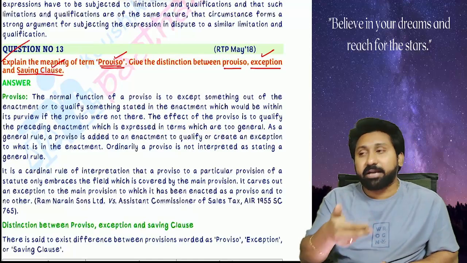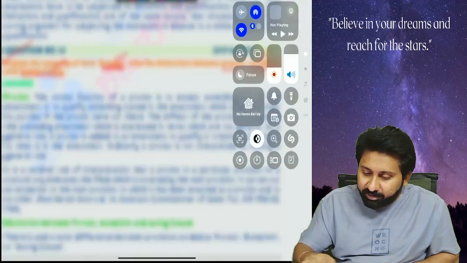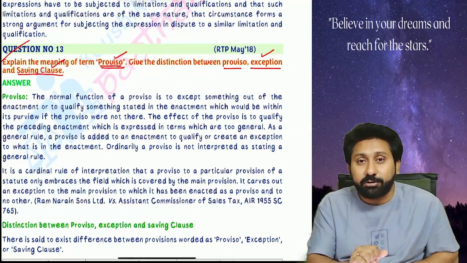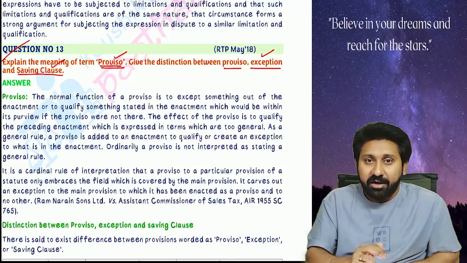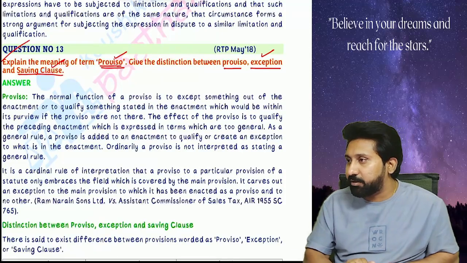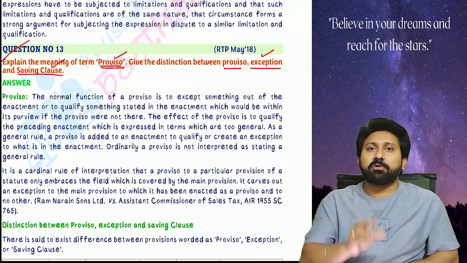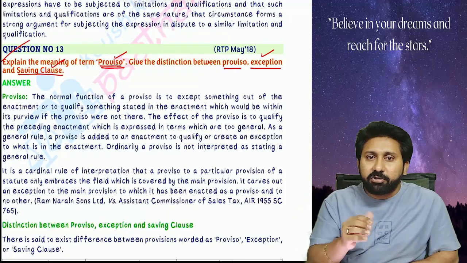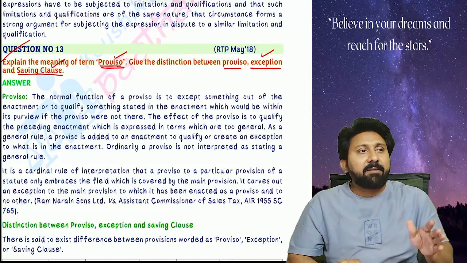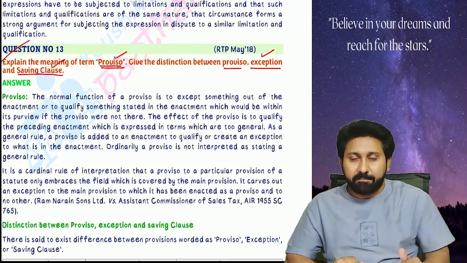However, sometimes a proviso can be used not only for an exception. Sometimes a proviso will be used to put an additional condition or additional qualifications. Means what? Sometimes a section will say something, and the proviso will tell: provided that the company shall file with the ROC.